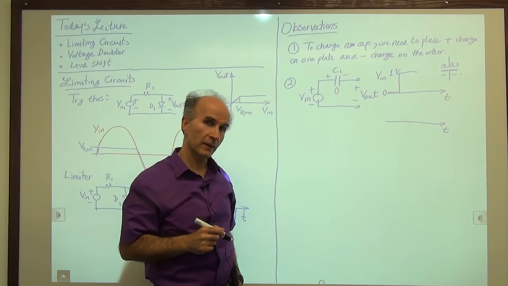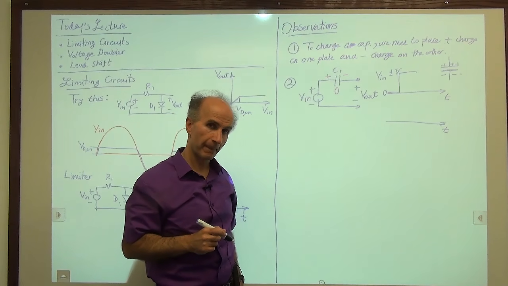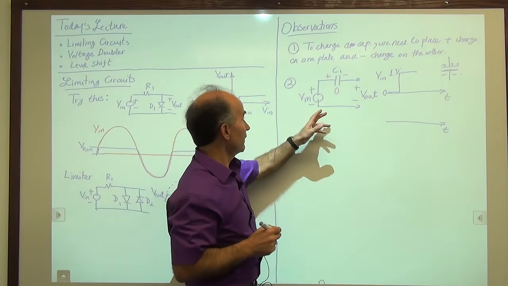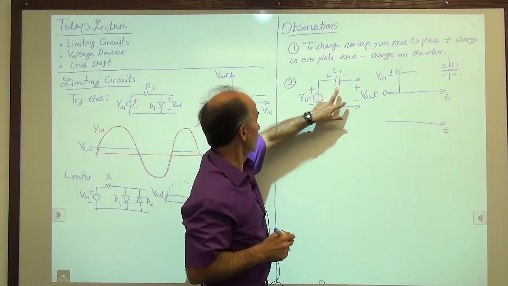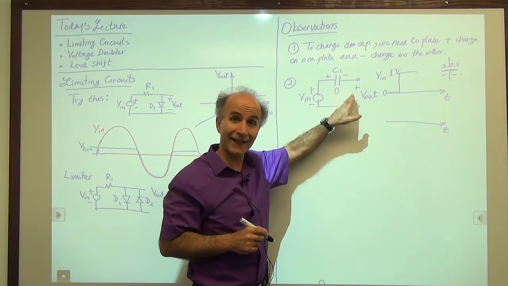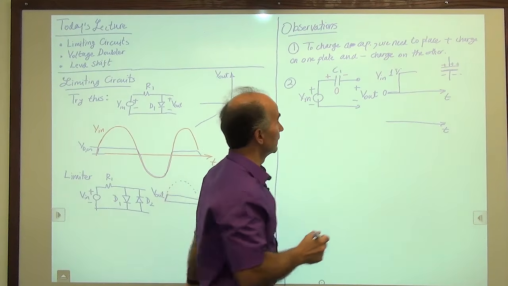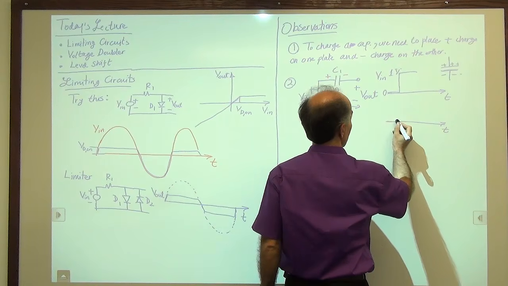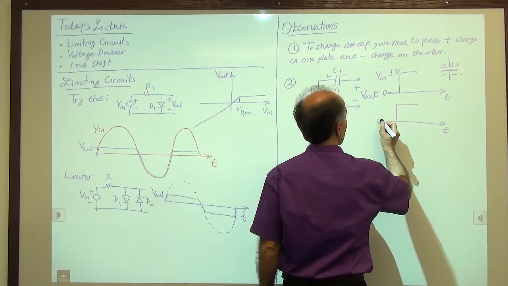So then what does Vout look like? Well, KVL tells us that Vout has to be equal to Vin because the capacitor has no voltage on it. So Vout exactly looks like Vin. So Vout is also like this, jumps from 0 to 1 volt.